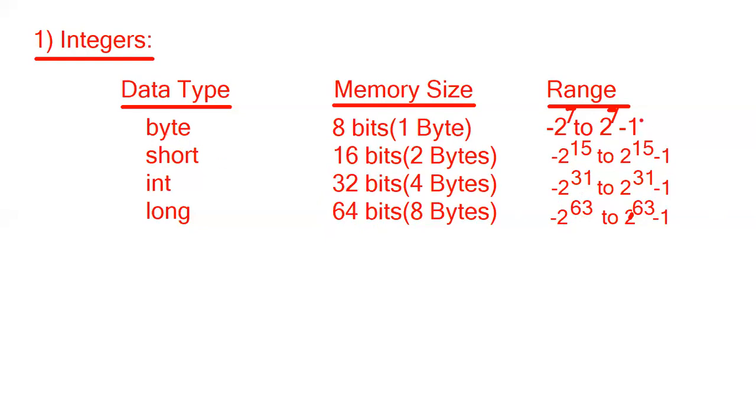Byte range is this one. Within this range, if a value is there, use byte data type. Out of this range, use short. Out of this range, use int. Out of this range, use long. Out of long range, it is not required. If it is required, they'll create one more data type.